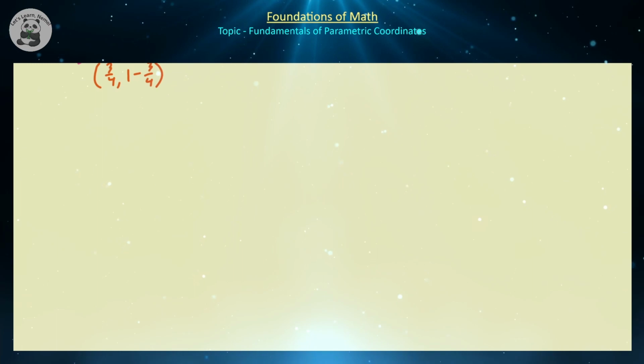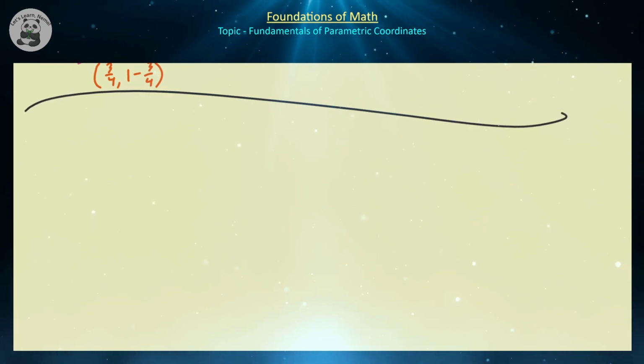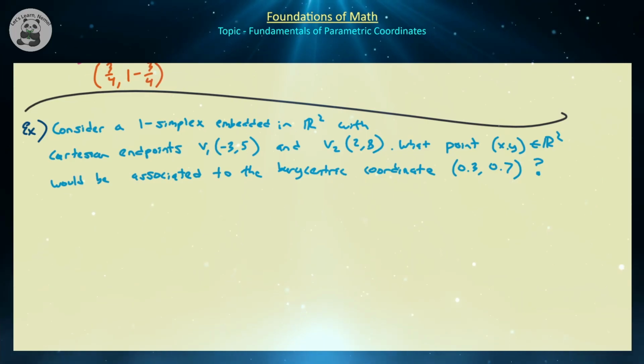Right? So let's actually look at an applied problem to see if we can convert from a Cartesian coordinate system to a barycentric coordinate system by embedding a one-dimensional simplex into a two-dimensional world. So let me just take a moment and write this problem out for you. Consider one simplex that has been embedded inside of our two-dimensional space R2 with Cartesian endpoints V1, which is characterized by (-3, 5), and the other vertex V2 characterized by the location (2, 8). What point (x, y) in R2 would be associated to the barycentric coordinate (0.3, 0.7)?